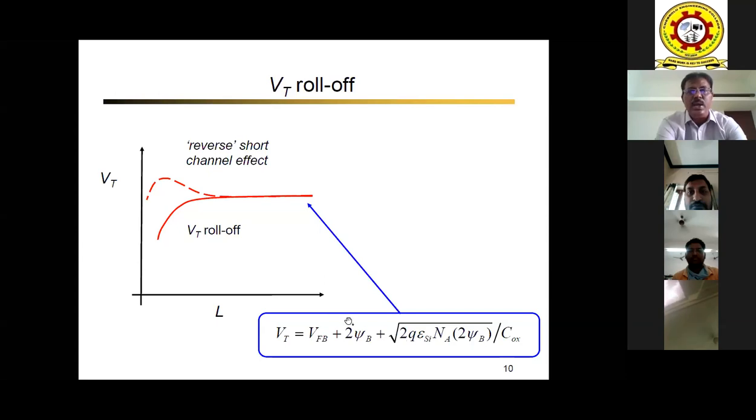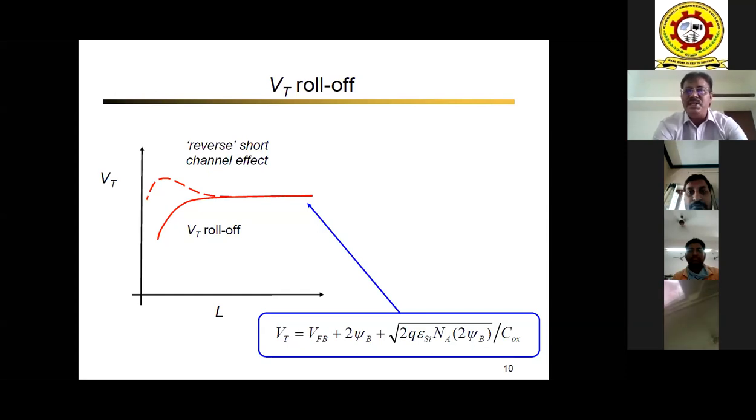Okay, now if you see, the red line is the one going down, and this is a conventional threshold voltage roll-off curve. So how about this one, the dotted one? This is named reverse short channel effect. Why is a new thing suddenly coming in, a reverse short channel effect? Reverse short channel effect is coming because of halo doping. What is halo doping?